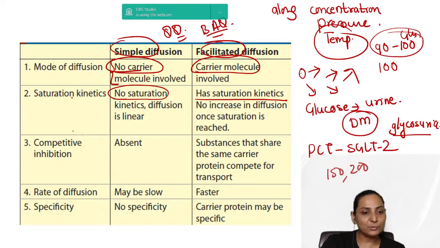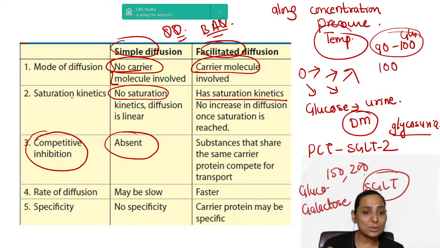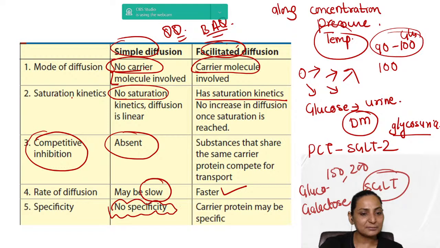Facilitated diffusion shows competitive inhibition, which is absent in simple diffusion. What is competitive inhibition? Now there is a carrier protein. This carrier protein can bind to glucose as well as it can bind to galactose. For example, your SGLT. It can bind to glucose as well as galactose. That means it is suffering from competitive inhibition. The rate of diffusion is faster with facilitated, whereas it is slow with your simple diffusion. And finally, there is no specificity in simple diffusion, but here it is very specific.